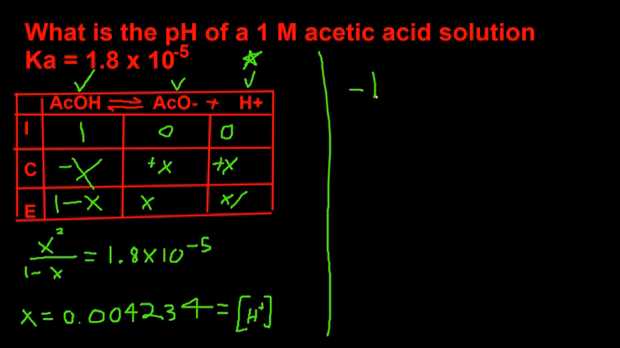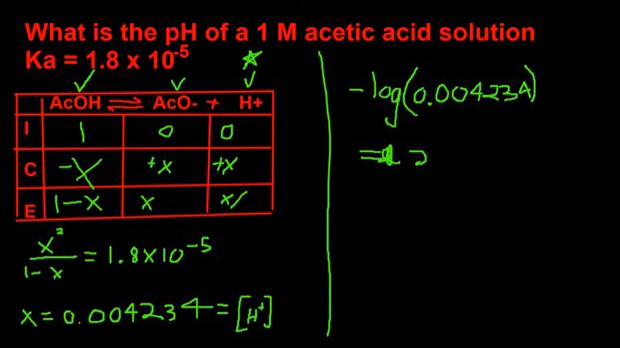And we take the negative logarithm of this, 0.004234, and you end up with a pH of 2.3732. And that's pretty much it.